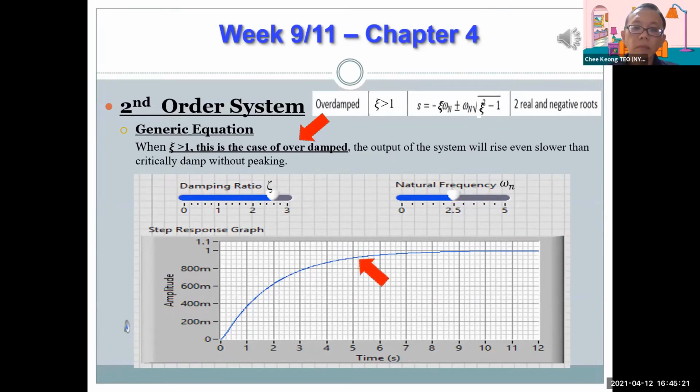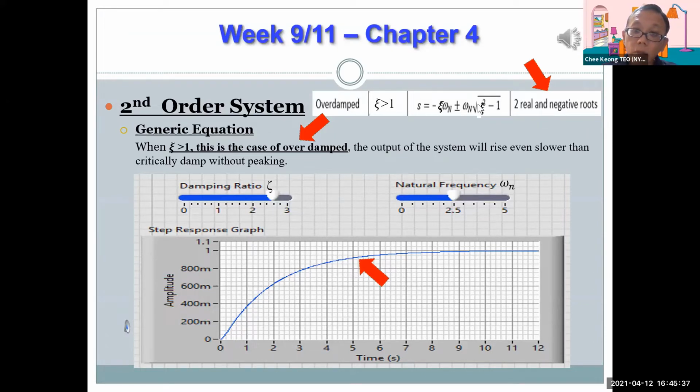If we continue to increase zeta to beyond 1, the system output will rise slower and slower. Hence, time taken to reach the final value will be longer. This is what we call overdamped. The system will have two real and negative roots.